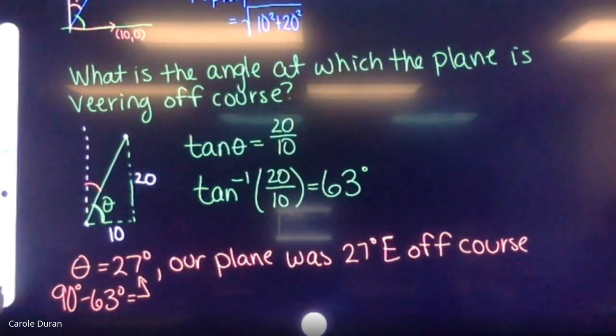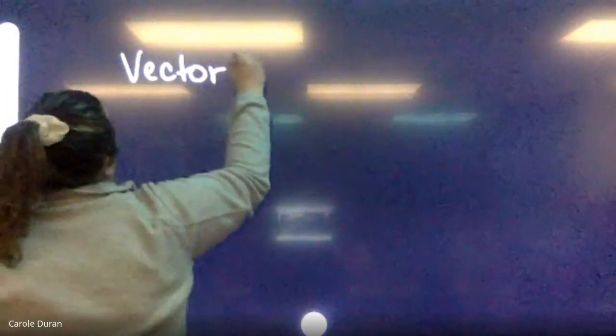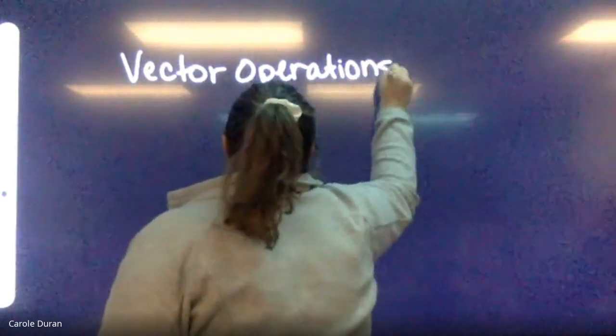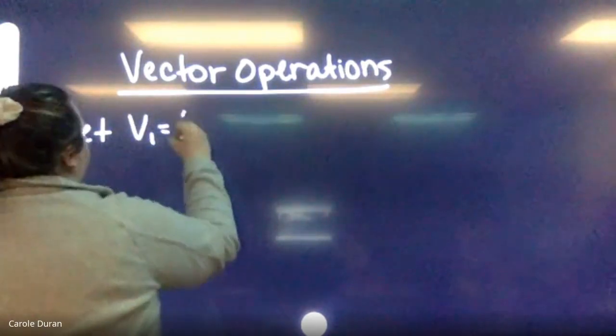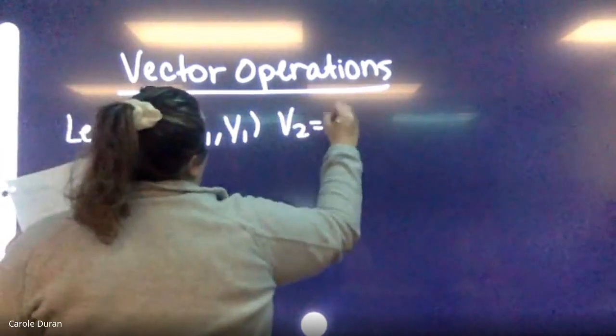Okay, so what we're gonna do now is we're just gonna write the general rules for our vector operations, and then tomorrow we will start some examples. For each of these, we're going to assume we have two vectors. Vector 1 is gonna be x1, y1. And vector 2 is gonna be x2, y2.